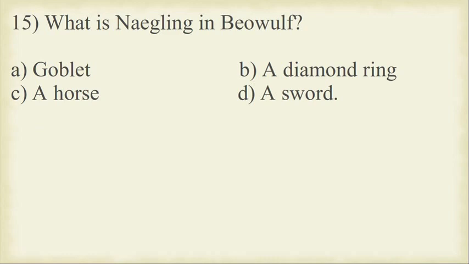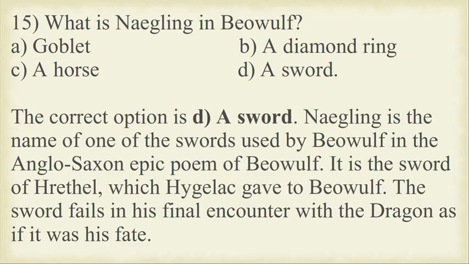Option A, goblet. Option B, a diamond ring. Option C, a horse. Option D, a sword. The correct option is D, a sword. Nagling is the name of one of the swords used by Beowulf in the Anglo-Saxon epic poem of Beowulf.